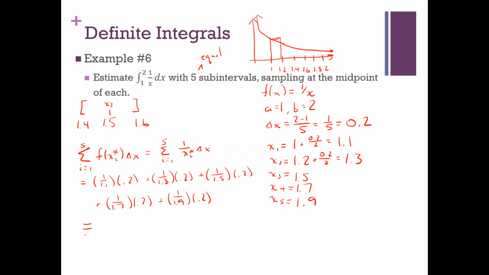Exactly 5? That seems too high. It's 0.693? 0.692. All right, that sounds more reasonable.